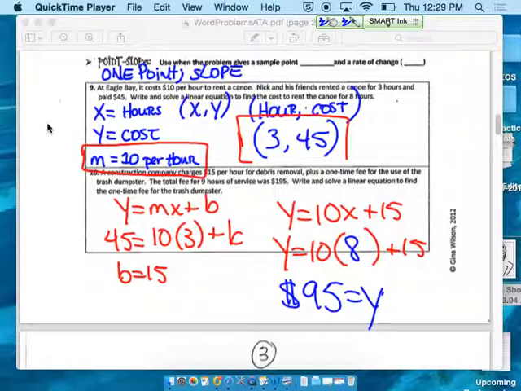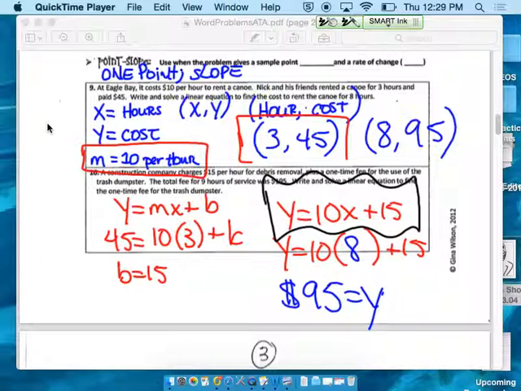So I would now have another ordered pair. If I were to graph this, I would have the ordered pair (8, 95) to go along with my function. But I can't stress enough, the importance to me is the ability to write the function that will answer for any number of hours, or if you were given a cost, a y value, could you work backwards and determine how many hours they rented the canoe for?